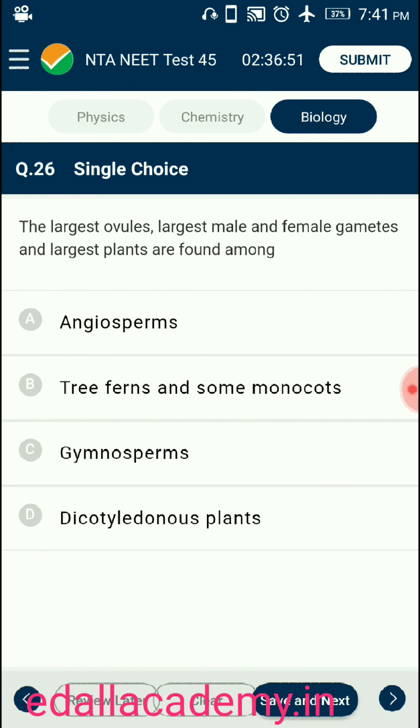Question number 26. The largest ovules, largest male and female gametes and largest plants are found among the egg of Zamia. It belongs to gymnosperms and its nucleus is the largest in the plant kingdom. The sperms of Zamia are also known as the largest in the plant kingdom. So the answer for this question is option C, gymnosperms.